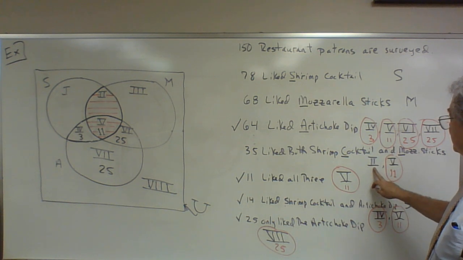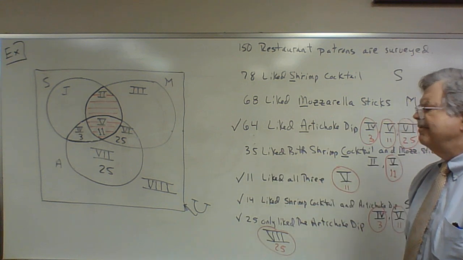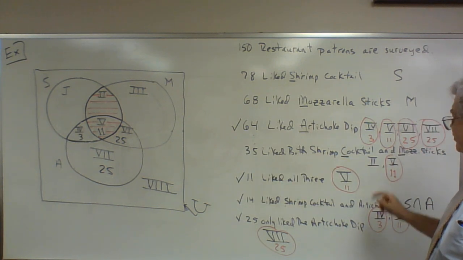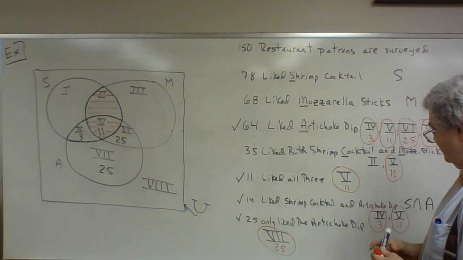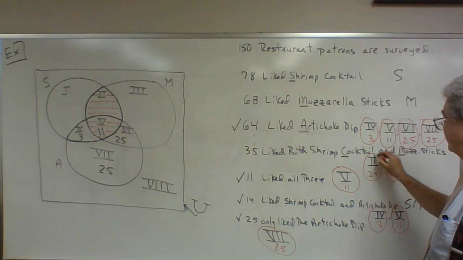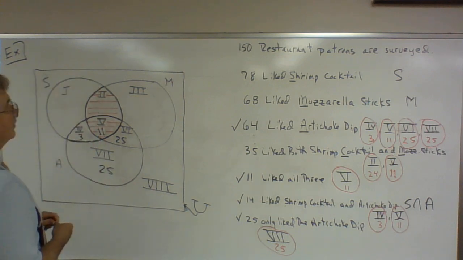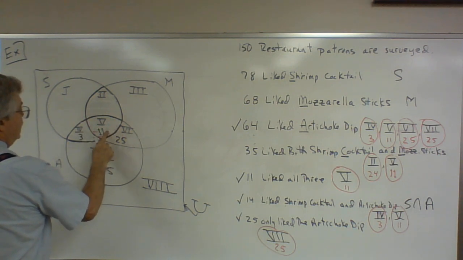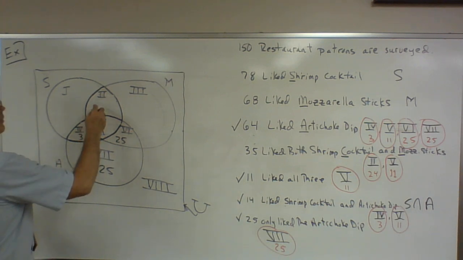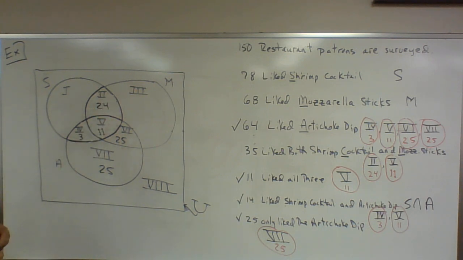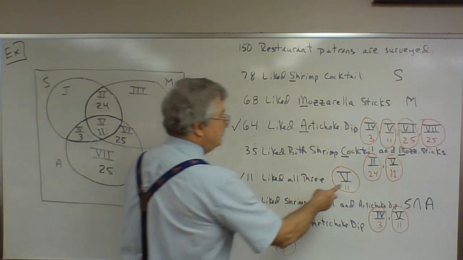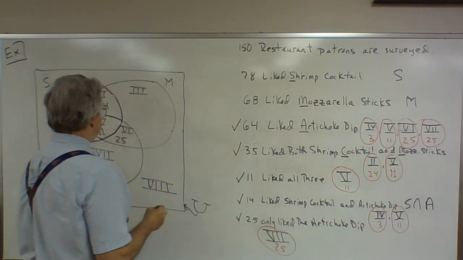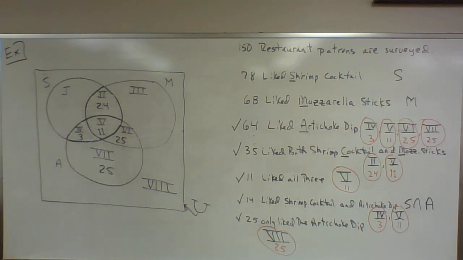The number of people in region 2 plus the number of people in region 5 add up to 35. So if we have 35 people and 11 of them are in region 5, how many are in region 2? 24. Okay. In region 2, 24 people. Now let's make sure that that's right. In region 2 and region 5 combined, we have 24 plus 11 is 35 people. Yep, that works. Oh my goodness, this is going along very, very smoothly.